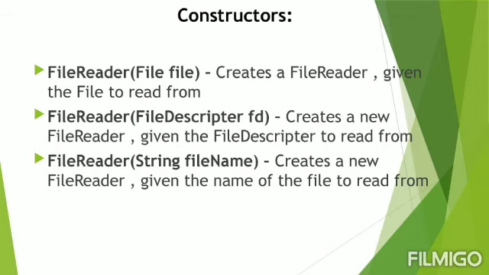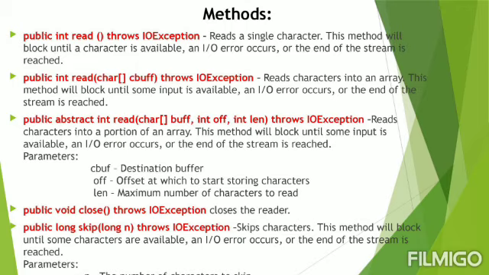By using constructors also, you can create a FileReader. These are the various methods used for reading data from the file. This creates a FileReader given the file to read from. The FileReader with a file descriptor creates a new FileReader with a descriptor, that is the content to be read from the file. Then the FileReader with a string argument, or with a File as an input. So now we are going to read the name of the file which is to be read from. These are the methods which are used for reading, which will help you to read from the file.